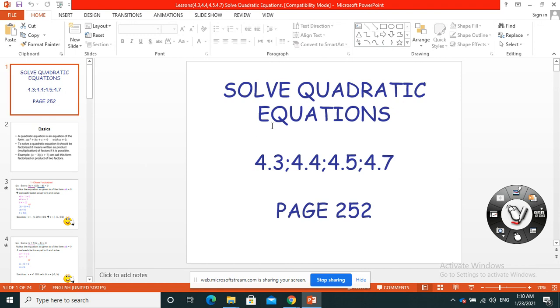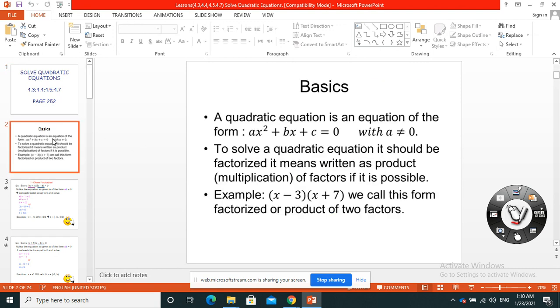When I see the word solve, it means I need to find the value of x that makes my quadratic equation equal to 0. I need to find for which value of x I will have an answer 0 if I replace. So the first thing to keep in mind: a quadratic equation has the form ax squared plus bx plus c, with a not equal to 0. To solve a quadratic equation, I cannot solve it like this. I cannot find for which value of x this will be 0. So it should be factorized.